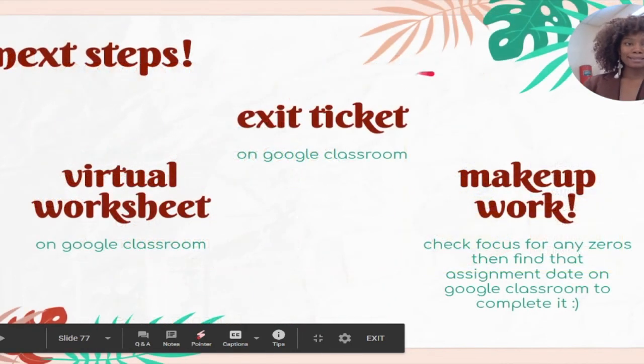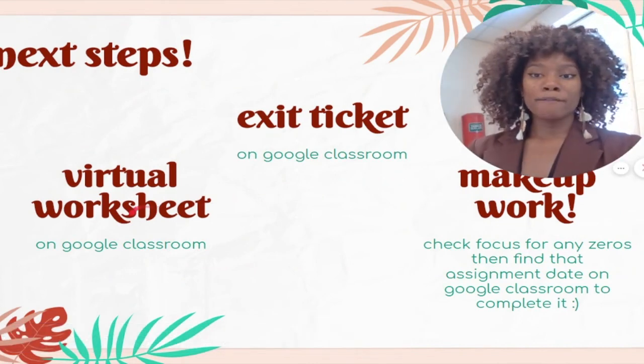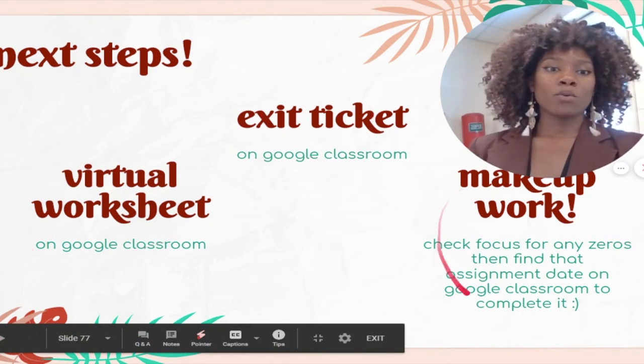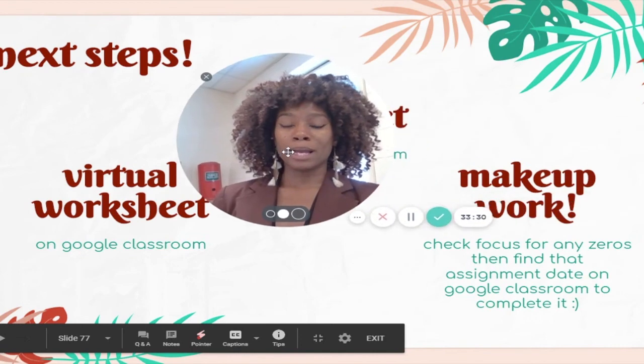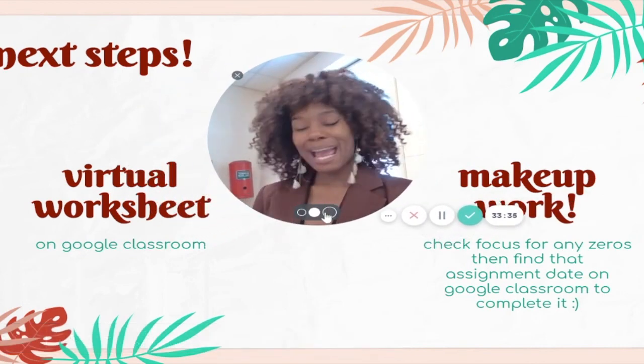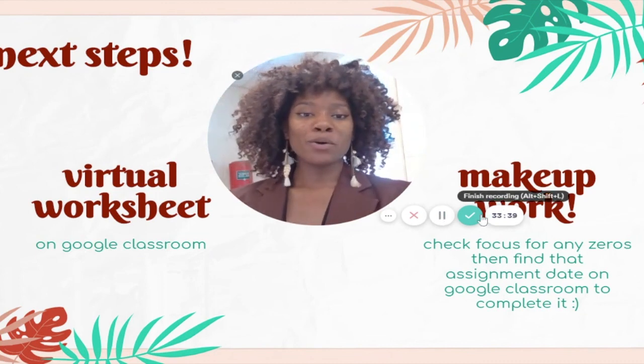So your next steps are going to be the virtual worksheet. You're going to do some practice with this, an exit ticket, and then of course any makeup work because like I said, the 6 weeks is winding on down. People are playing games and that's not good. So let's do well. Go forth and do great things.